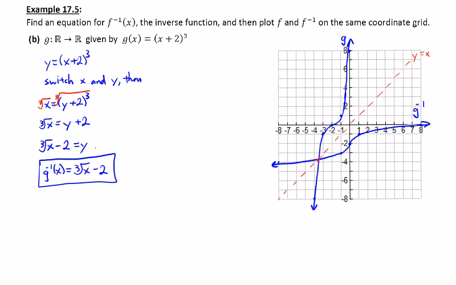And this is that procedure, again, where we replace the g of x with the y, switch the x and y, then we solve that equation for y, and then that equation becomes your g inverse.